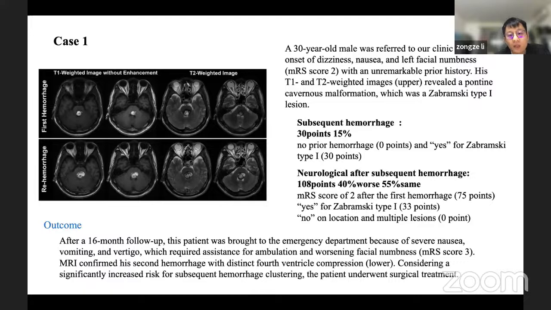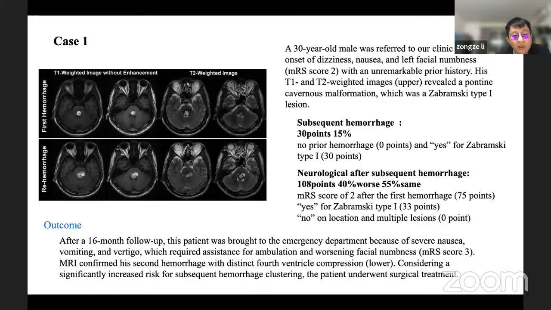Using our nomogram, the subsequent hemorrhage has a 15% possibility, and the patient has a 40% chance to be worse than now, and a 55% chance to remain at the same MRI score. After 16 months of follow-up, the patient was brought to the emergency department because of severe nausea, vomiting, and vertigo. The MRI confirmed his second hemorrhage with distinct fourth ventricular compression.